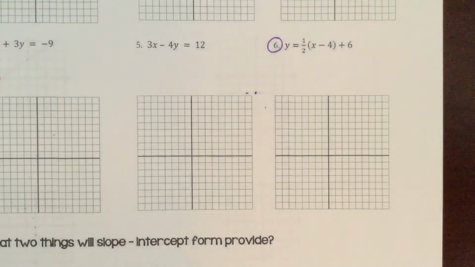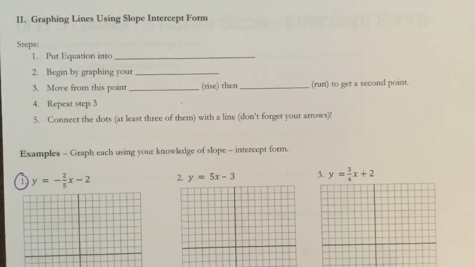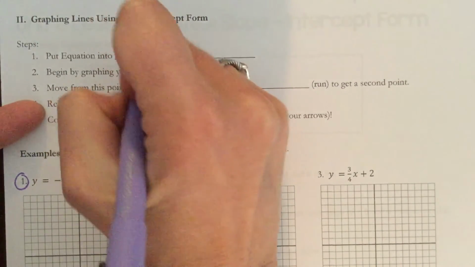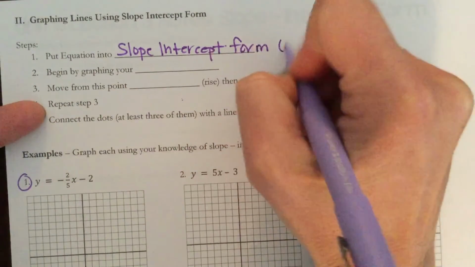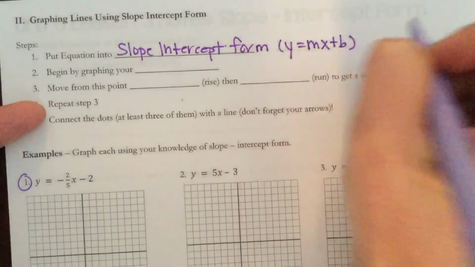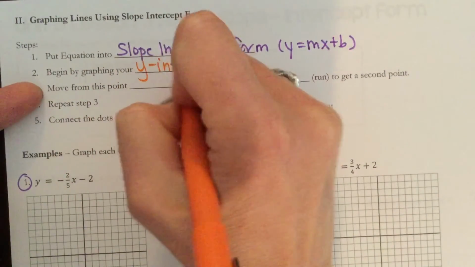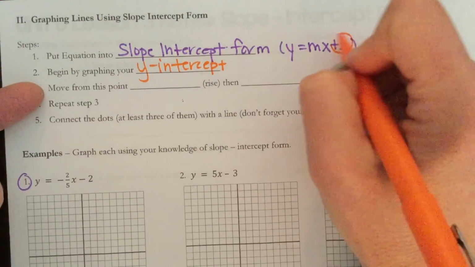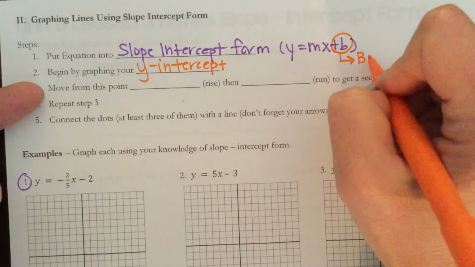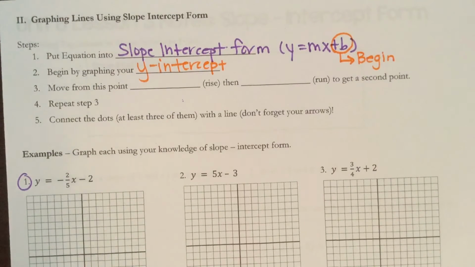All right, the next thing we want to talk about today is how do we graph lines in slope-intercept form? If we want to graph a line using slope-intercept form, our first step is to put the equation into slope-intercept form. Okay, remember that's the y equals mx plus b. The next step is that you are going to begin by graphing your y-intercept. If you'll remember, y equals mx plus b, your y-intercept was this b right here. I think of that b when I want to graph as the word begin. This is where I'm going to begin my graph.